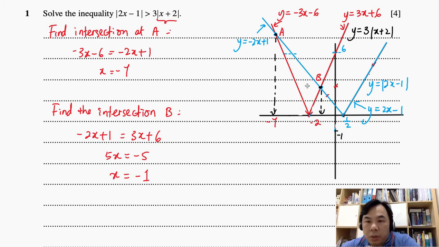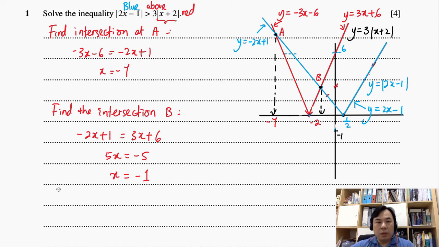From here, all we need to do is identify the region where the blue graph is above. This greater than means above the red one. So let's see where the blue is actually above. You can see that it's between A and B. Between A and B, the blue is actually above. Other than this region, the blue is always below.